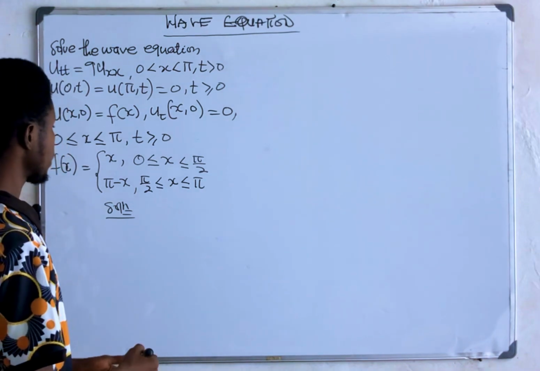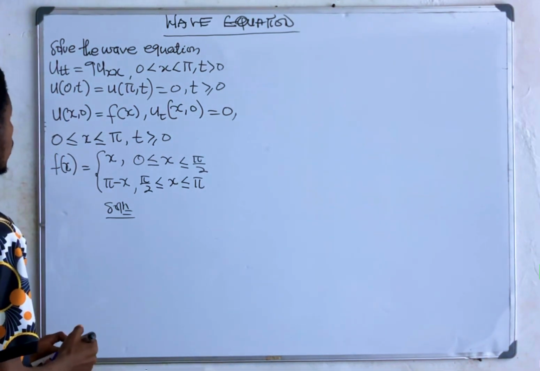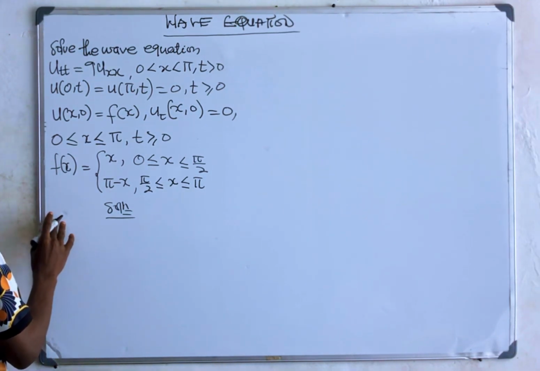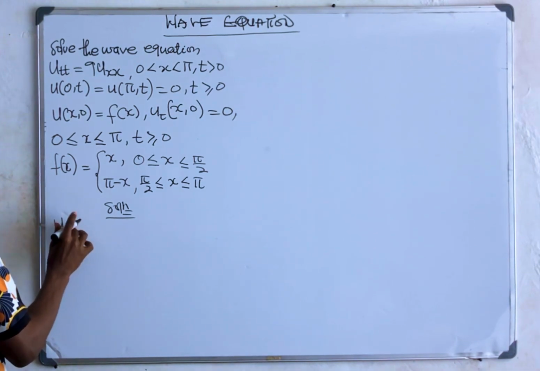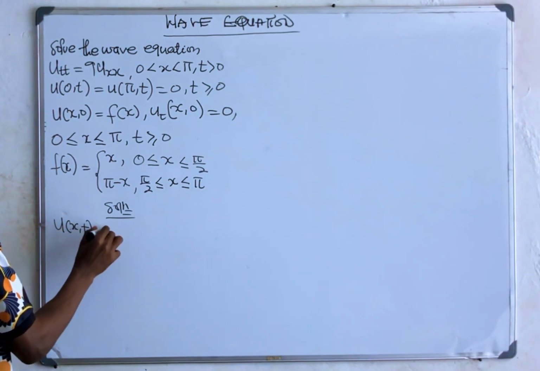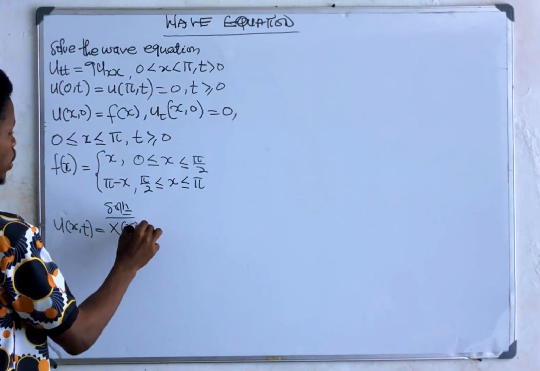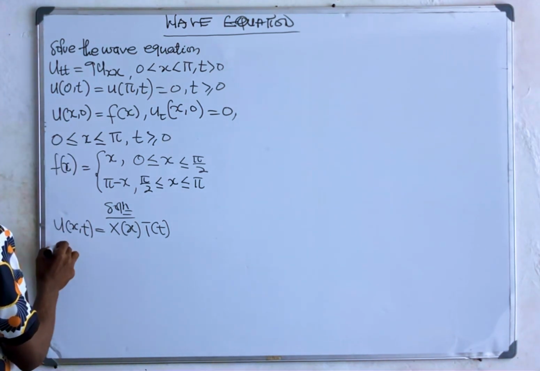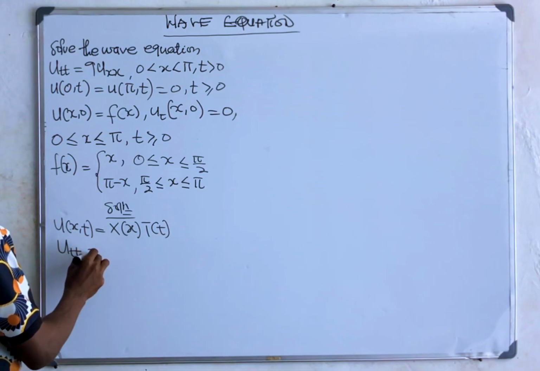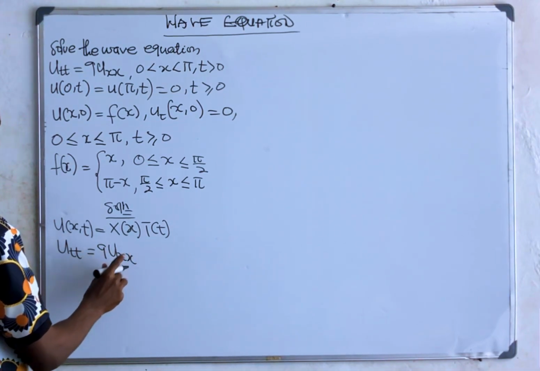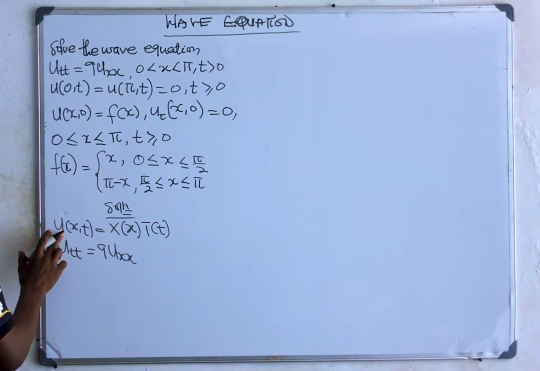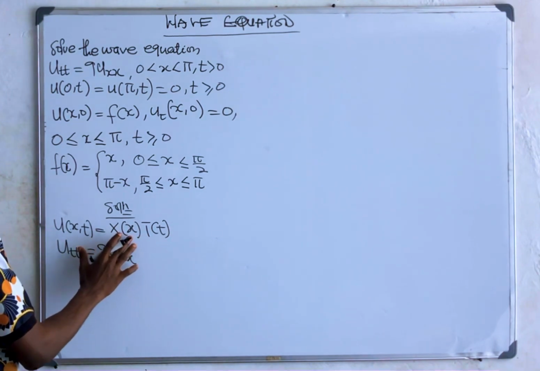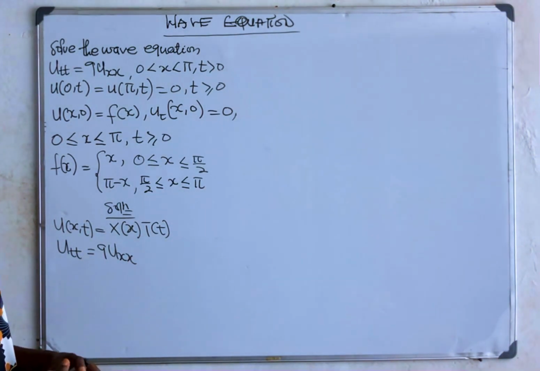Okay, so let's start. First, we set u of x,t to be equal to X of x times T of t, right? Is that okay? Also, the equation given to us, which is u_tt, is equal to 9 u_xx. So it means that we need to differentiate this one two times in terms of t, and this one two times in terms of x. But before you do that, you need to set our boundary conditions.